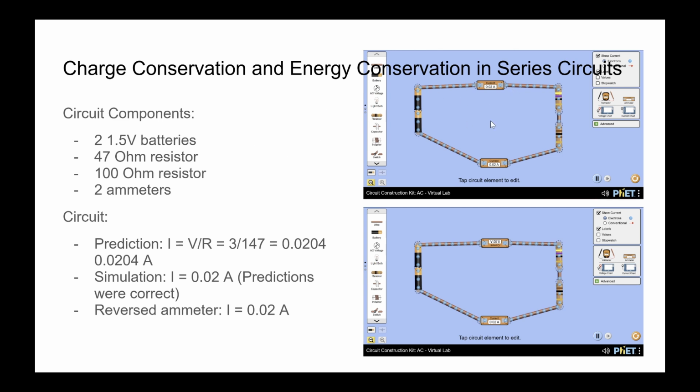For the first circuit, the components are two 1.5 volt batteries, one 47 ohm resistor, one 100 ohm resistor, and two ammeters. You can see the circuit on the right. The prediction would be I equals V over R, which ended up being 0.024204 amps. Then in the simulation, you can see that it's 0.02 amps, and in the reversed ammeter it's also 0.02 amps, so everything matches.